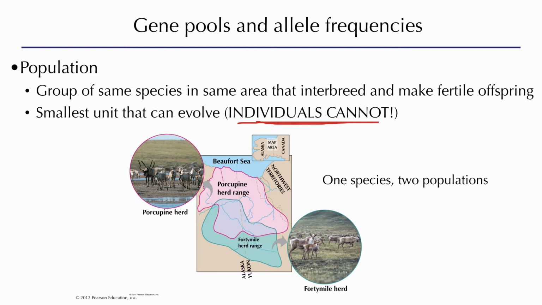And when we talk about population, we just mean same species in the same area interbreeding. The example they give here are two populations. They do have some overlap range, but the probability of breeding in that range is lower than breeding in their own range, and so we consider those two populations of the same species.